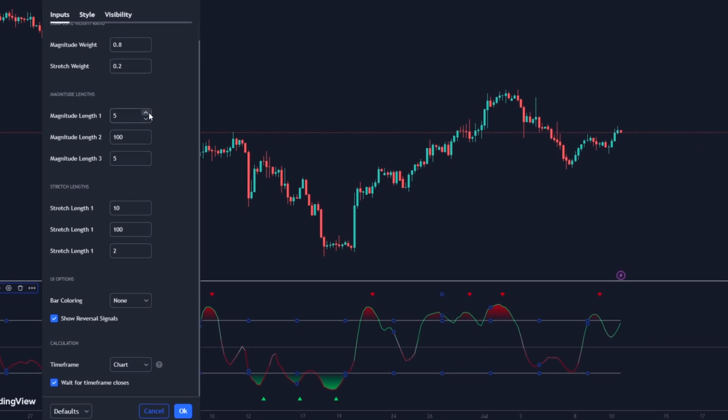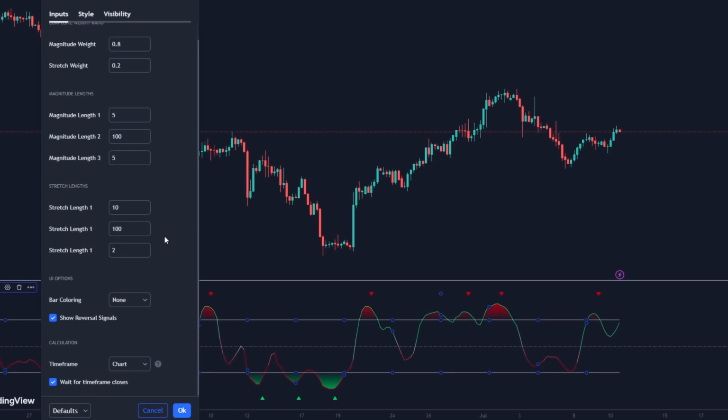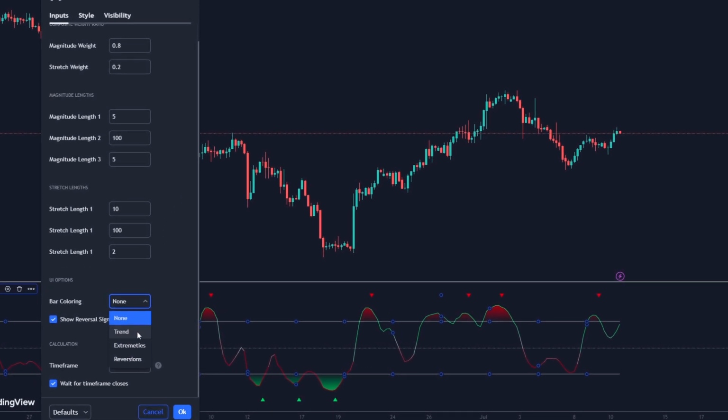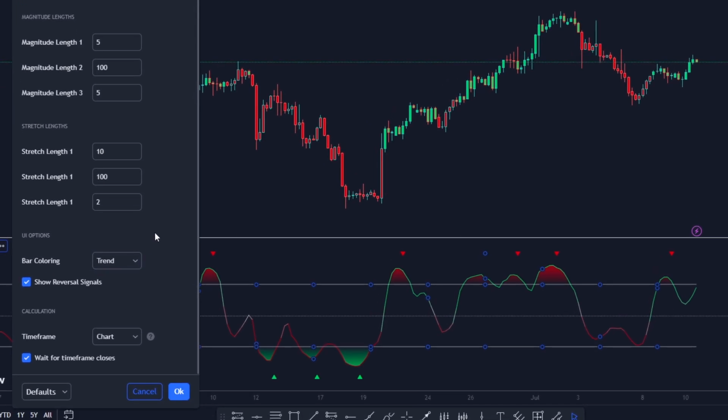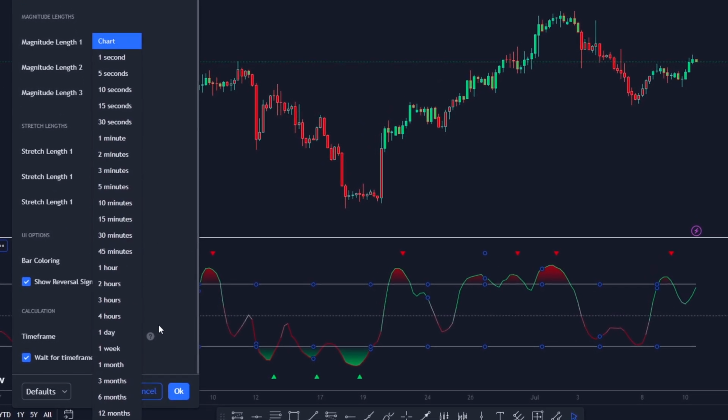Magnitude lengths are the three moving averages used to calculate the price momentum components. The stretch length section controls the three averages used to calculate the price stretch. We can also choose whether we want the bars to be painted in the color of the trend. And finally, the timing of the indicator calculation.